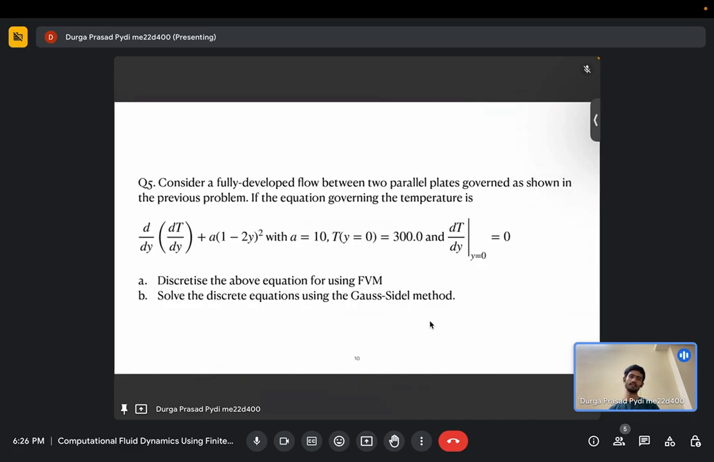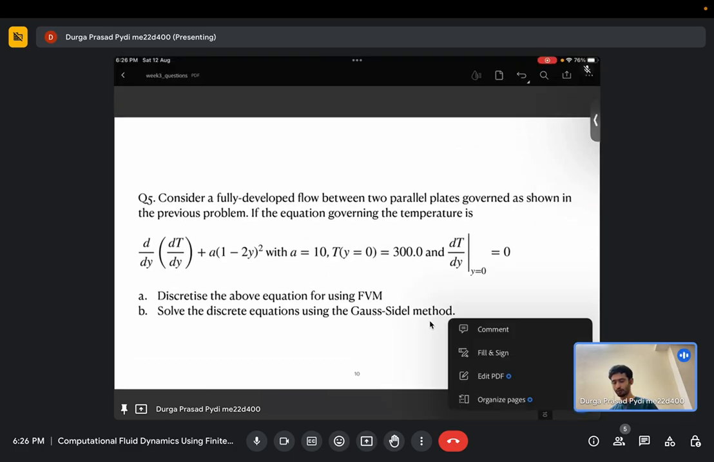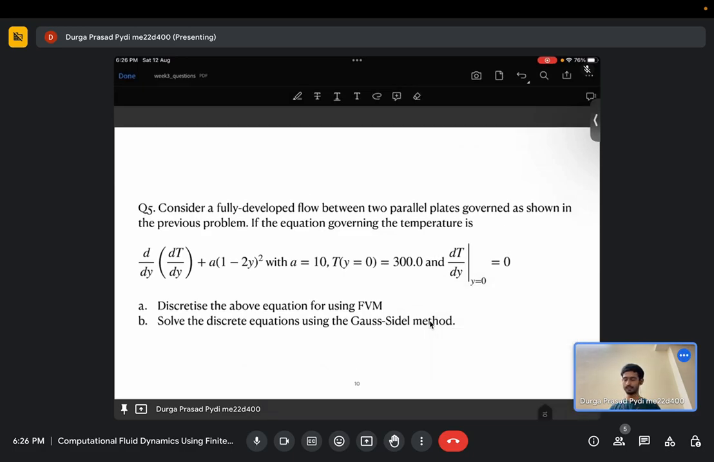So it's the same thing that we have discussed previously. Now we want to solve for the temperature equation. It's again the same parallel plates. You have two parallel plates, both are stationary. The problem is to get the temperature equation.